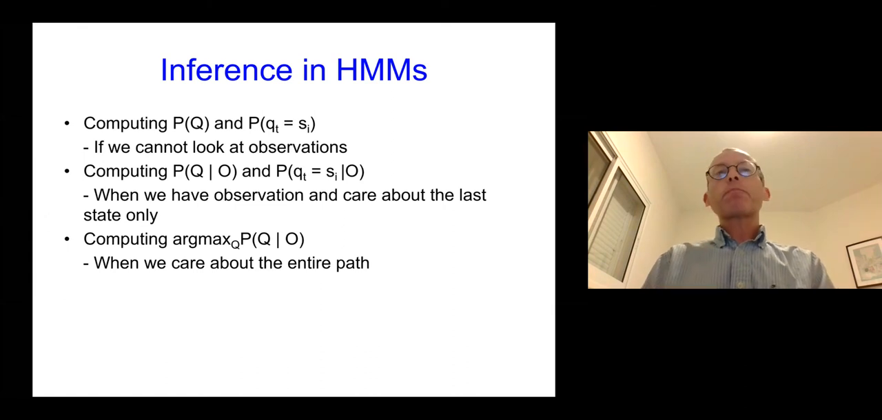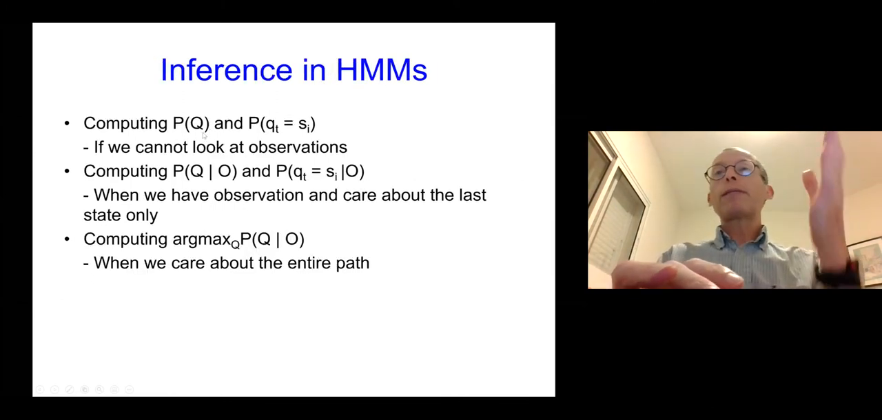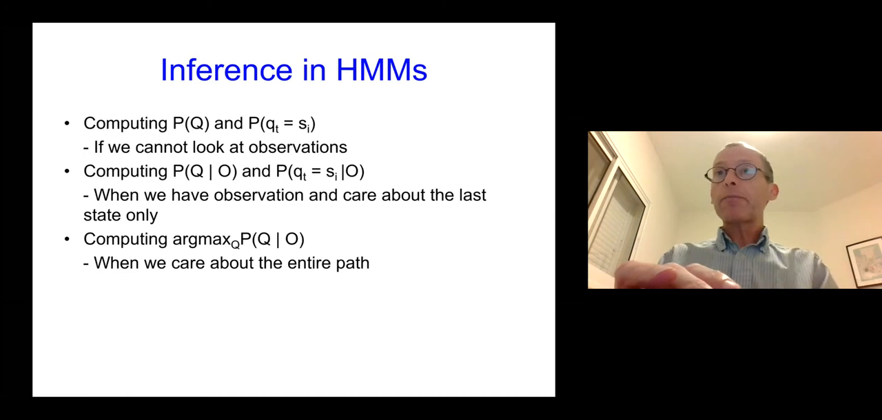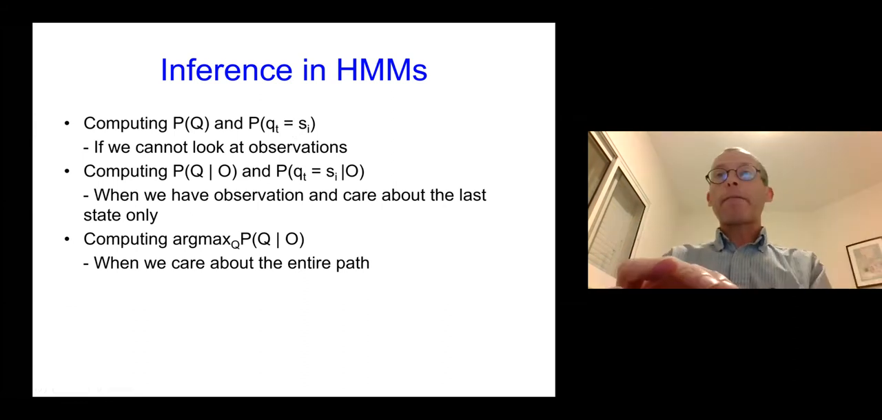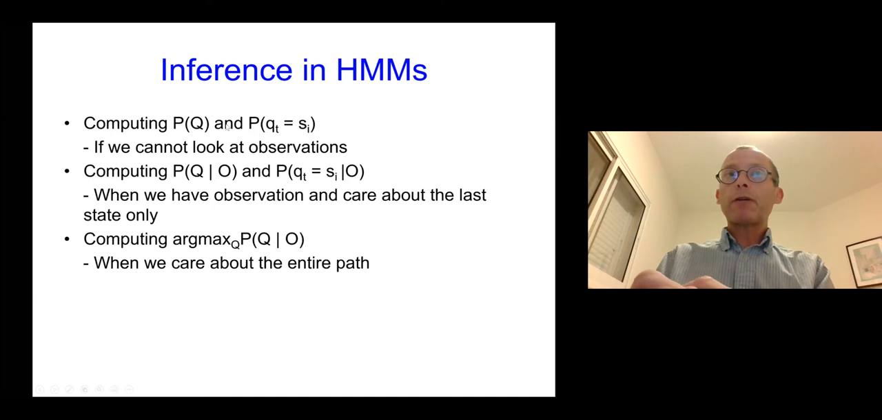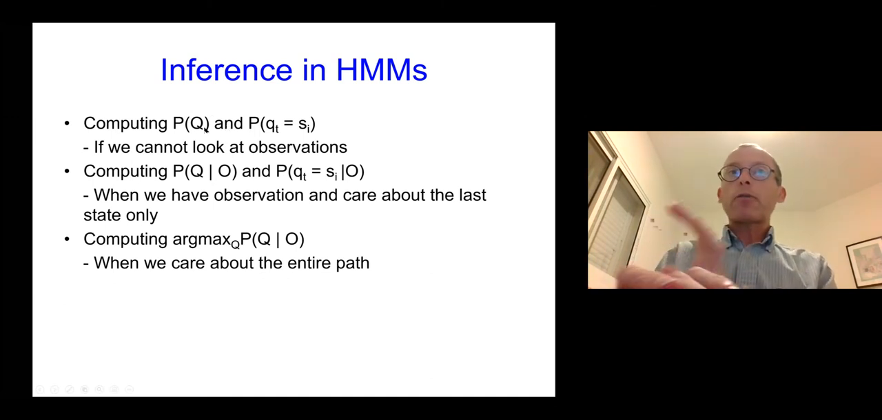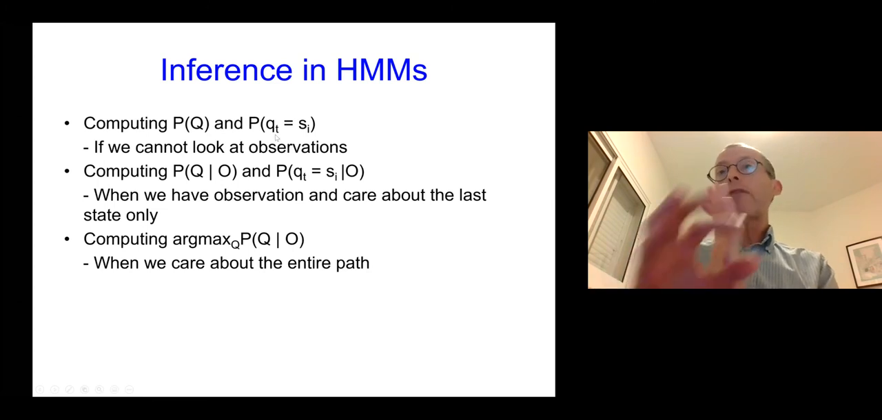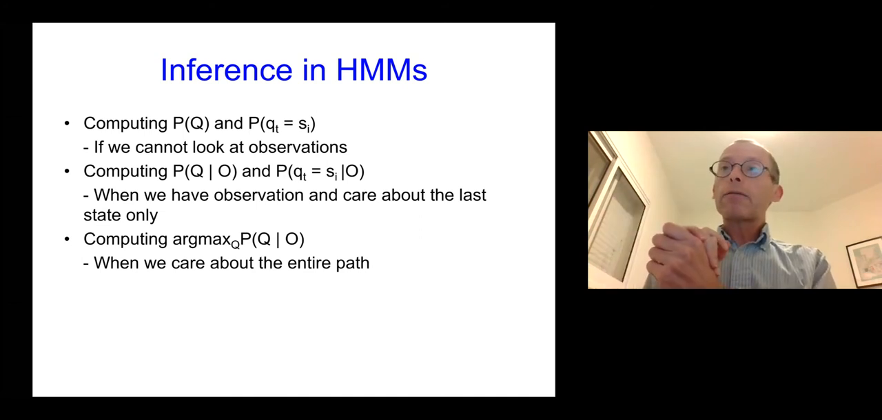Specifically, we are going to solve the following three or four inference questions. The first is computing P of Q. So what's the probability of a set of states? What's the probability, for example, that we will see A, B, B, A as the states? And P of Q_t equals S_i. So for example, what's the probability that the seventh state will use the first die A? Okay, that's inference of the state. And you can see here, I'm not assuming anything about the observation. So this doesn't take into account the observation. Even before I start, what's the probability that in the seventh state, I will be at state A, for example.